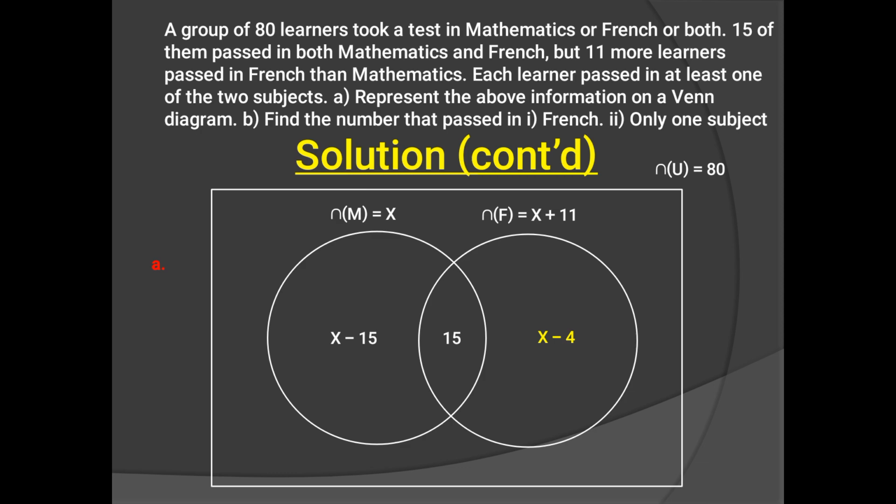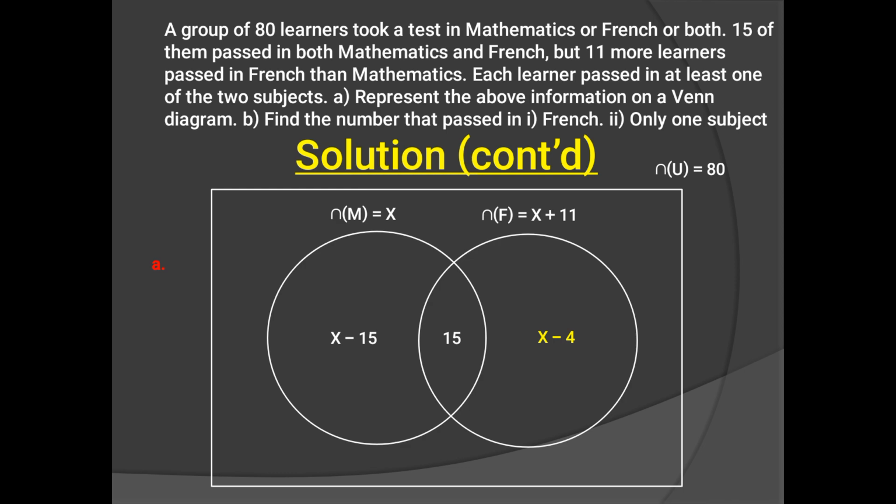Now you go to B. B says that we should find the number that passed in French. So what is French? This is French, the whole circle here, right? If it had been French only, then it would be only this side, X minus 4. But I said French, so it's the whole circle over here. So what is French? X plus 11. But do you know X? No. So we have to look for X first before we can find our French.